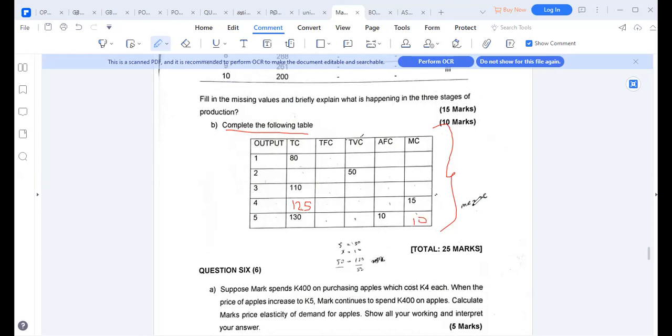Sorry, go back to how we got 125. 125, we added the 15 to the 110 because we know this is marginal cost. Remember, marginal cost is what? Change in total cost over change in what? Change in quantity. So for this 15 to be there, there should have been a difference of this and 15 to get this one. So 125 minus 110 is 15, divided by 4 minus 3 is 15. So that is how we get this 15. So I simply add the 15 to that to get this.